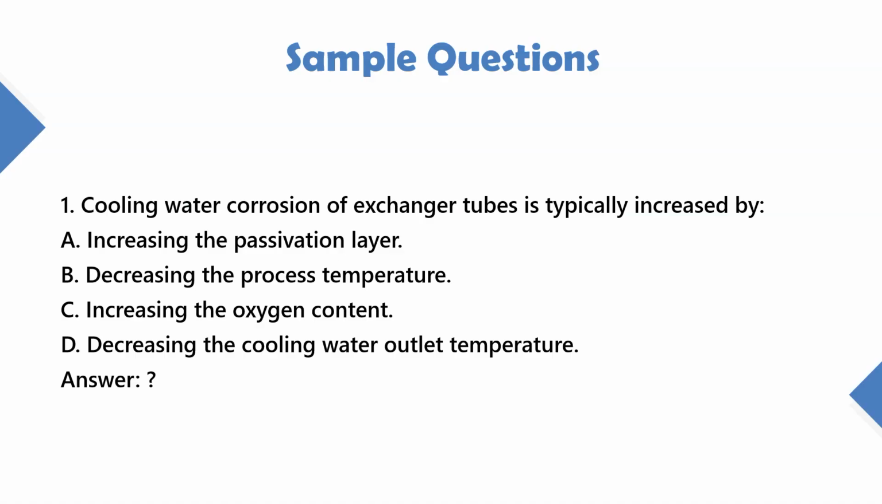1. Cooling water corrosion of exchanger tubes is typically increased by A. Increasing the passivation layer. B. Decreasing the process temperature. C. Increasing the oxygen content. D. Decreasing the cooling water outlet temperature.